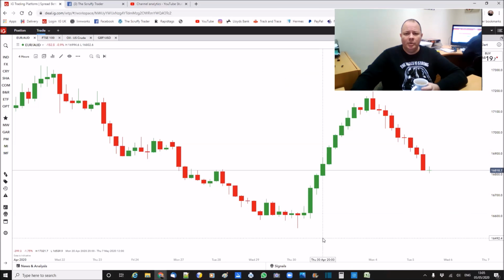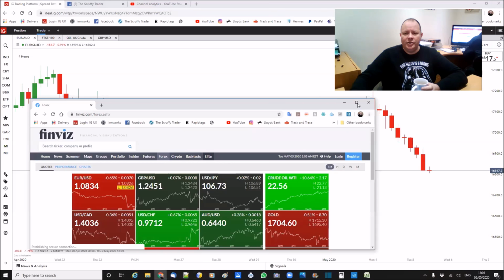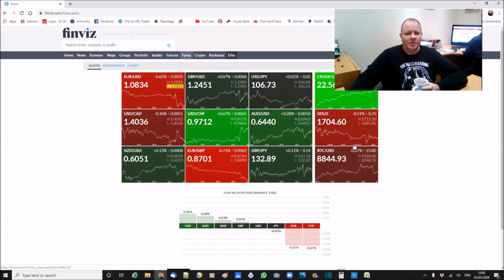Okay, guys, so I've pulled up the Euro Aussie. And like I say, the first thing that I do is I look for strengths. I do this whether I'm day trading or swing trading, and this is based on a swing. And Finviz is a great website, free to use.